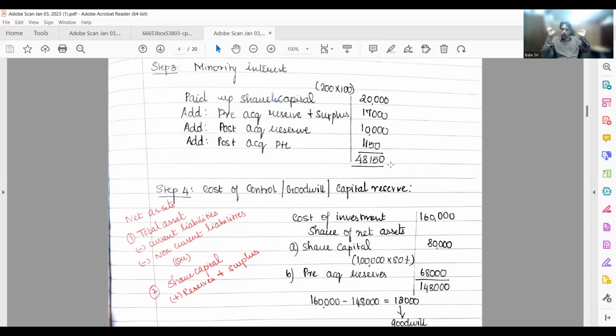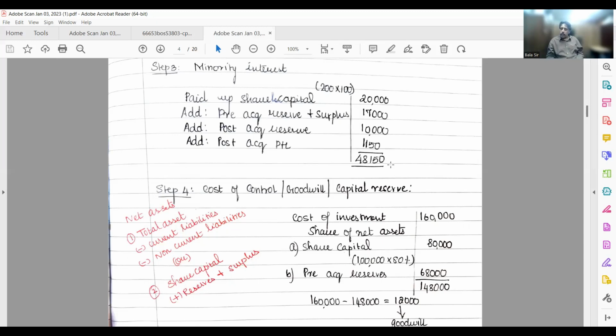Then from that, I should find what is the net assets I bought. How do you find net assets normally? Assets minus liability. But there's another way to define net assets. What is that? Share capital plus reserves and surplus. You know that there are two ways of defining net worth. It's very simple, you learn the equation. Assets is equal to liability plus capital. Assets minus liability equals capital.